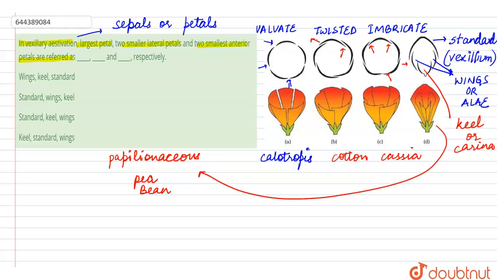So now we can rightly mark this as the second option, that is standard, wings and keel is the name given to the petals respectively. Now option number 2 here becomes the right answer for this question, while the other options here are the wrong options. So we can mark option 2 as the correct answer. So this is all about this query.